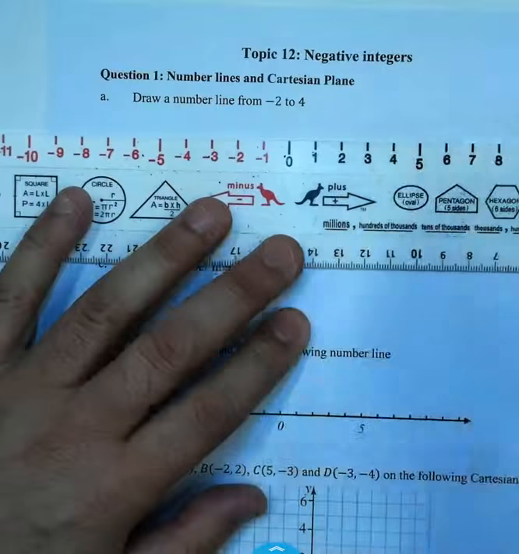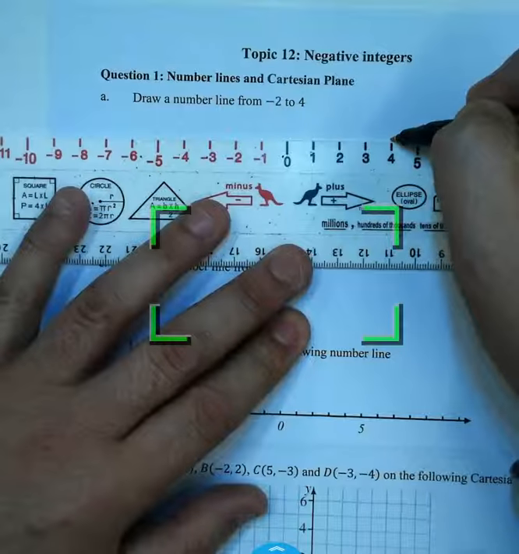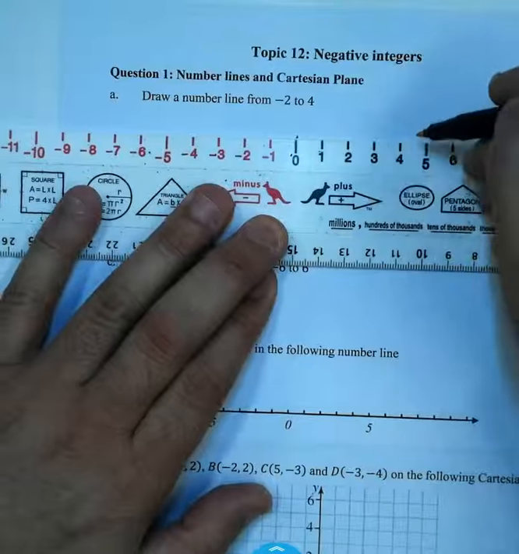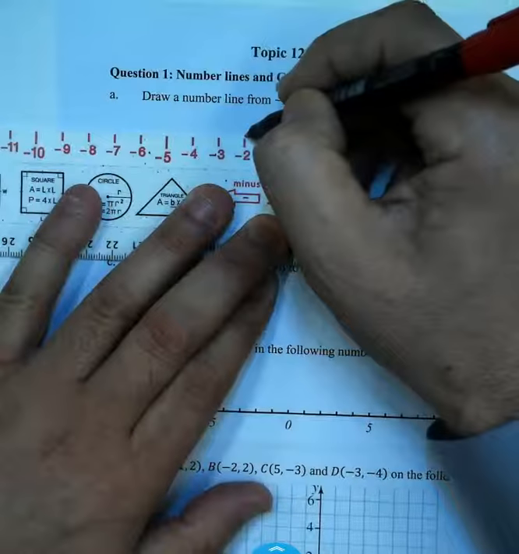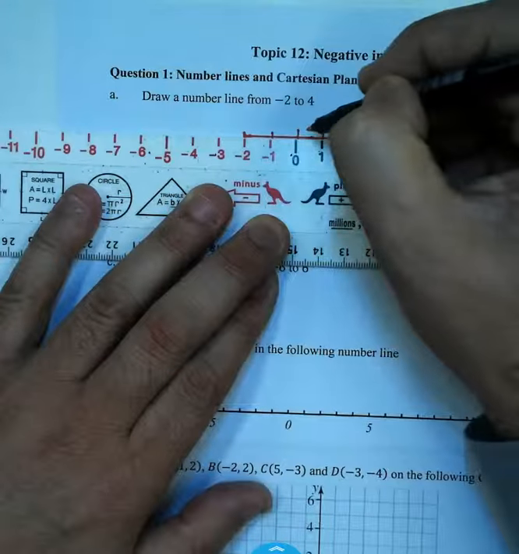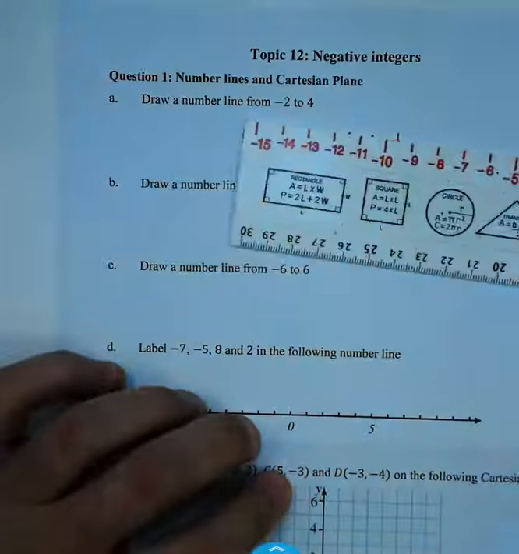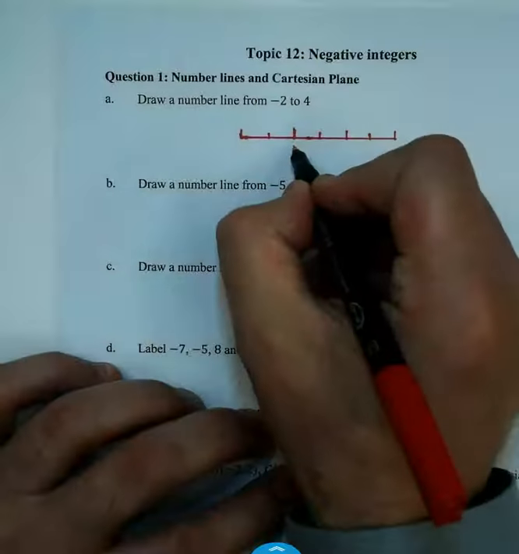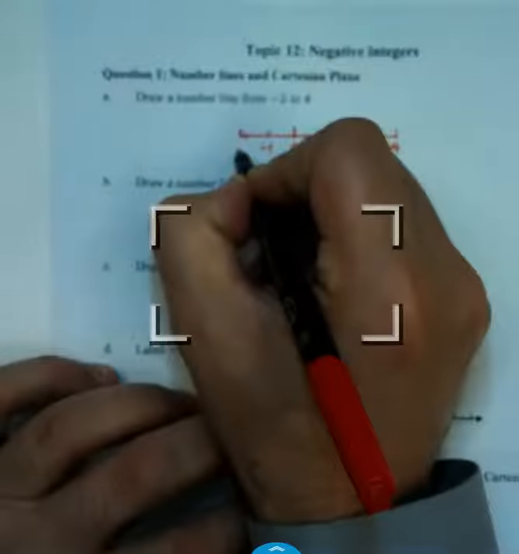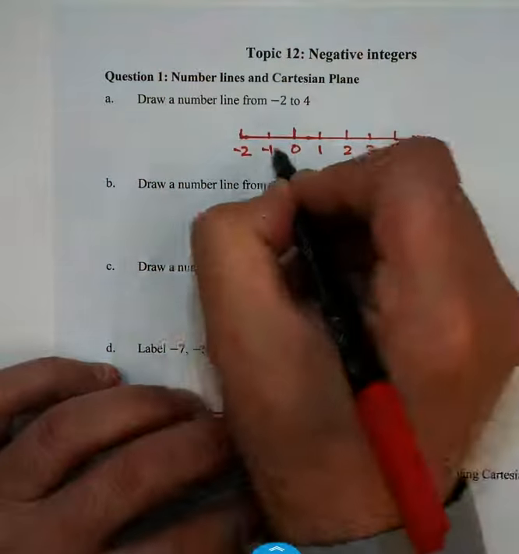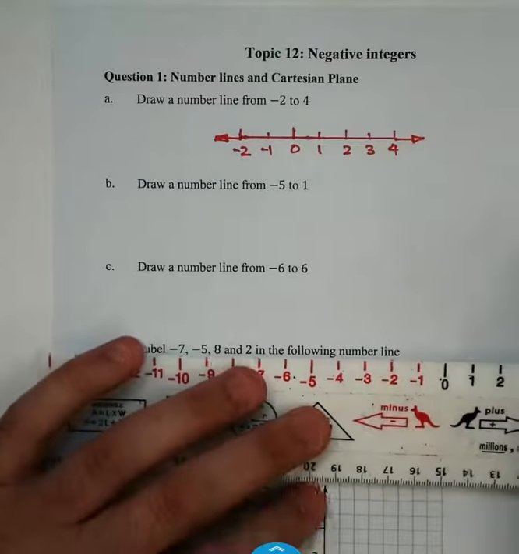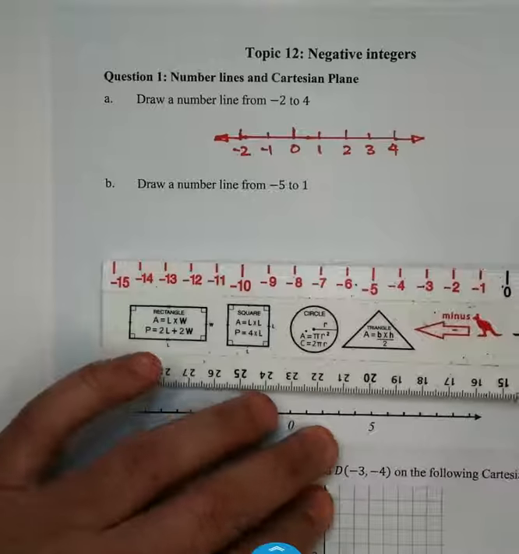So if we use our ruler here, +4 is here, that's 0, and if we go -2 to +4, that's 0, 1, 2, 3, 4, that's our 0 mark, and let's just put in the numbers. So 0, 1, 2, 3, 4, -1, -2, remember, going in the opposite direction here. Good, that's done. So the next question says draw a line from -5 to 1.